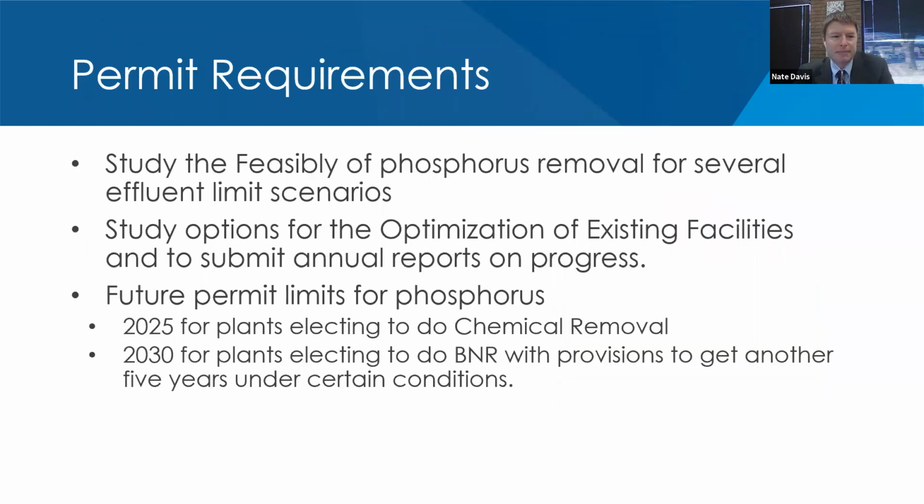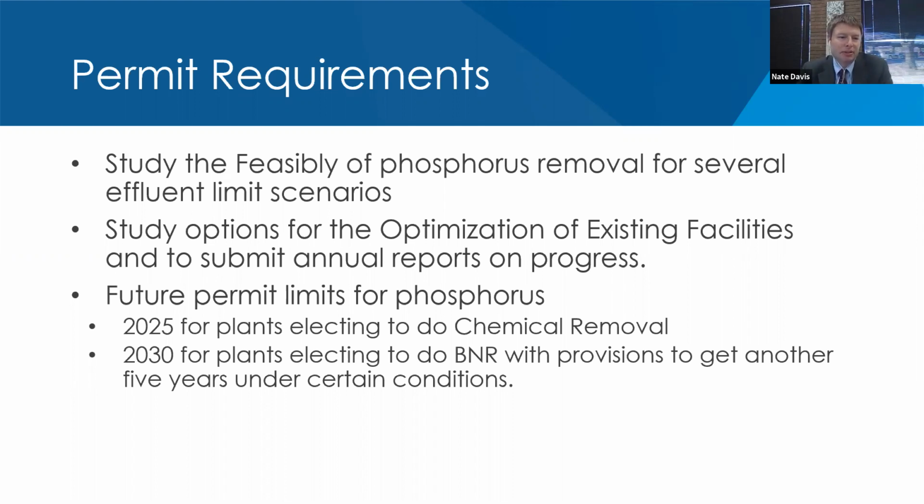So what they came up with was really adopting a lot of the same language from the Chicago settlement. As these major dischargers start getting new permits, they're getting requirements for a feasibility study on removing phosphorus, and they've got to study several different effluent limit scenarios. The idea is that this allows EPA to collect information on the cost of compliance, but it also gets everybody planning for different types of effluent limits that we could be faced with.